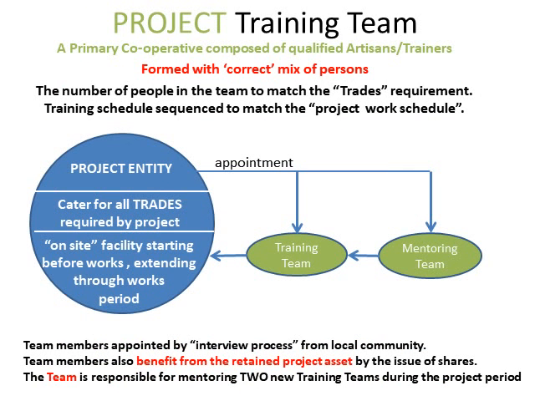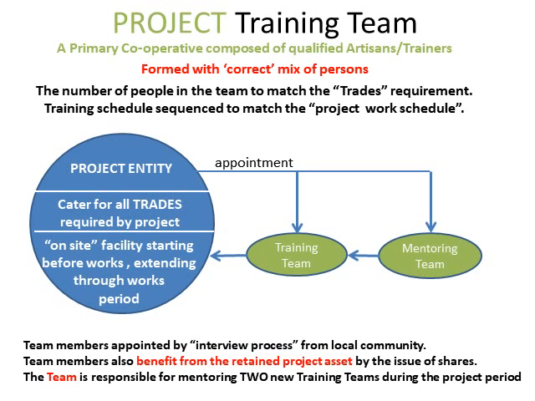Now let's take a look at the project training team. The training team is also a primary co-op and is composed of qualified artisans and trainers. The number of people in that team has to match the trade requirements of the project, and they must be formed by, again, the correct mix of persons. The training schedule must be sequenced to match the project work schedule set up by their project manager.